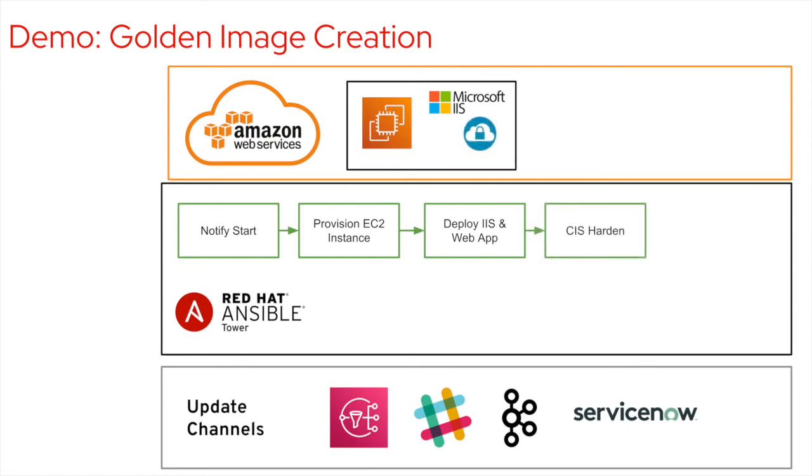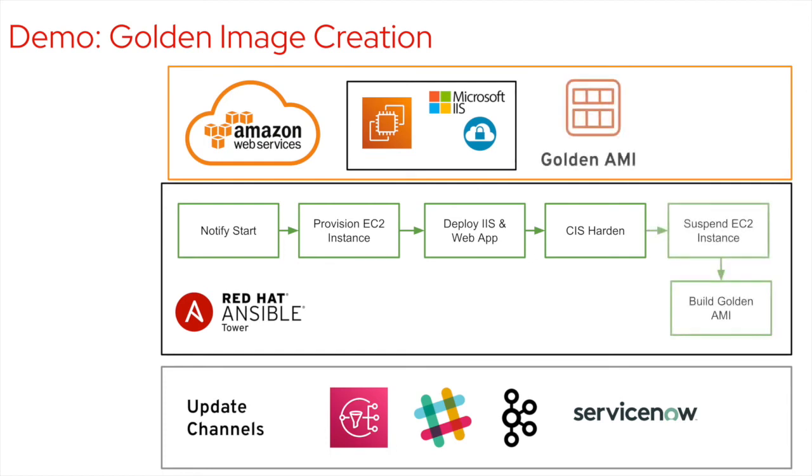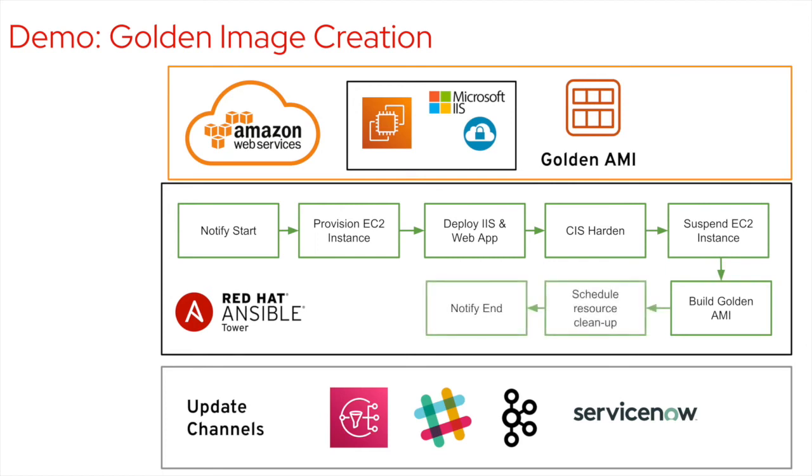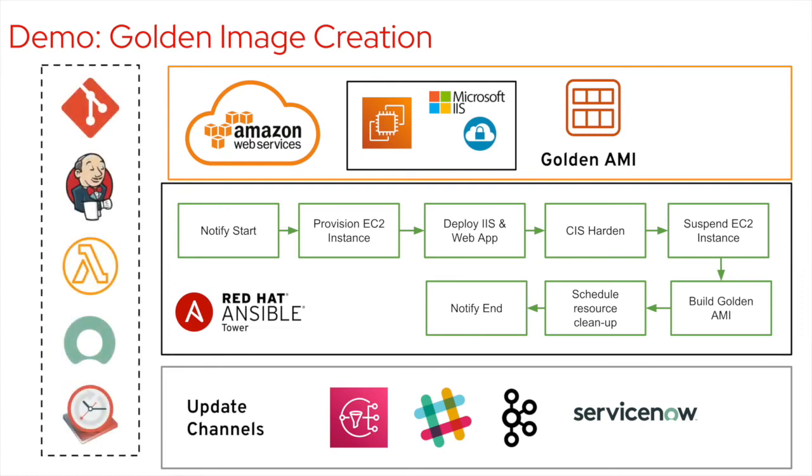And then we harden this instance with our standard of choice. The demo we are going to use the CIS standards. We are now ready to freeze our EC2 instance and build our golden AMI out of that. And then schedule a job to clean up resources like terminate the EC2 instance and perhaps deregister the previous golden AMI. And finally notify the concerned teams that the workflow has concluded. There can be various triggers for this workflow, like a webhook in a GitHub repo or a step in a Jenkins pipeline, maybe even a Lambda function, a ticket in ServiceNow, or a cron job that can trigger the execution of this workflow on a regular basis.